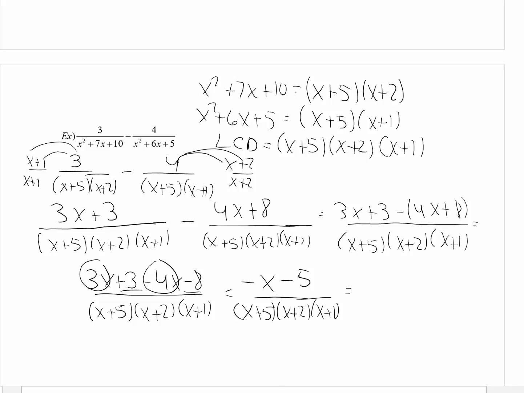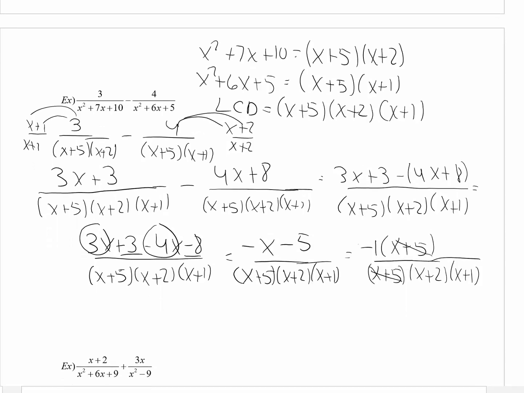Now, I'm going to factor out a negative 1 from each term in the numerator. Now, notice when I do that, I have a factor of x plus 5 in the numerator and a factor of x plus 5 in the denominator I can divide out. And we are now done.